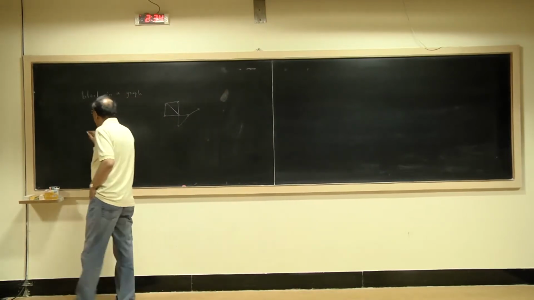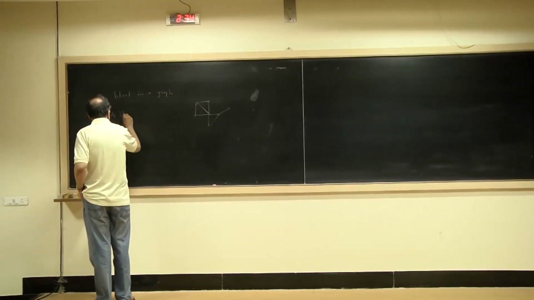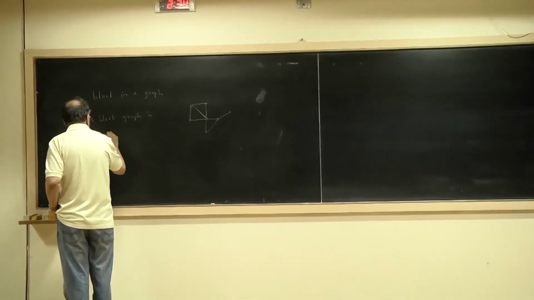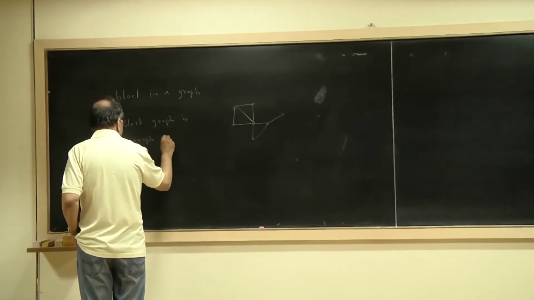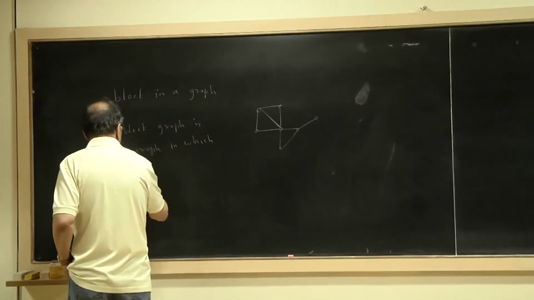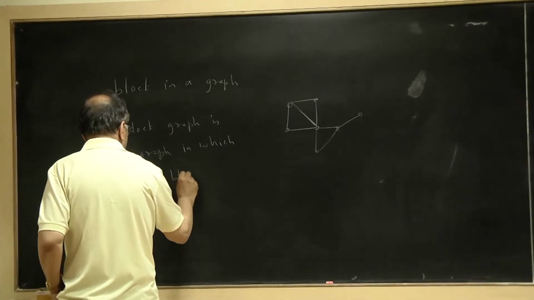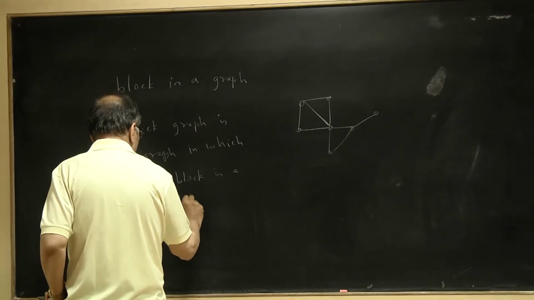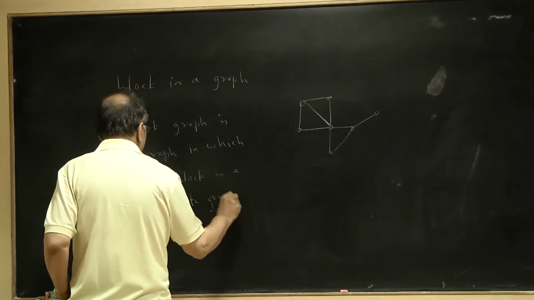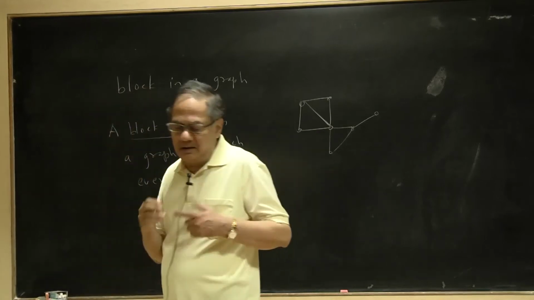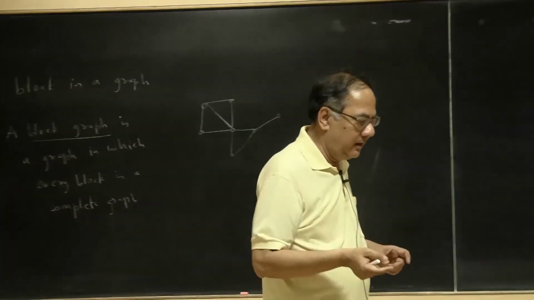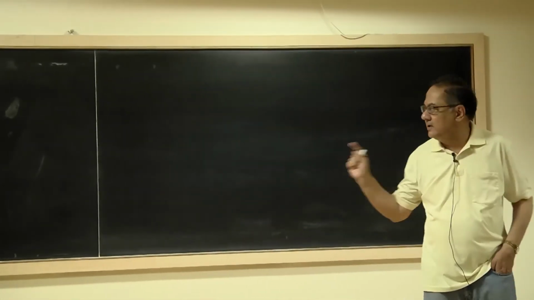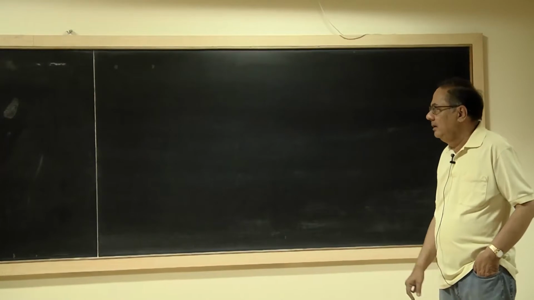And what is a block graph? So this terminology is not very standard, but many people use it now. It is a graph in which every block is a complete graph. Because there is another notion of block graph, block cut vertex graph. So in that usage is different. So I will use this. This is also now becoming a standard term.